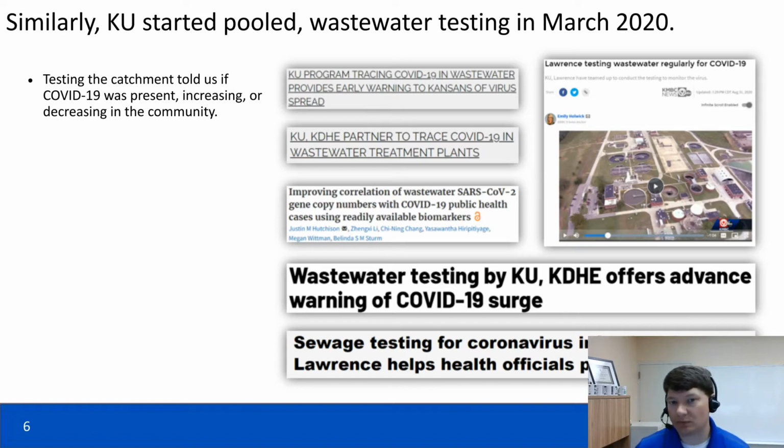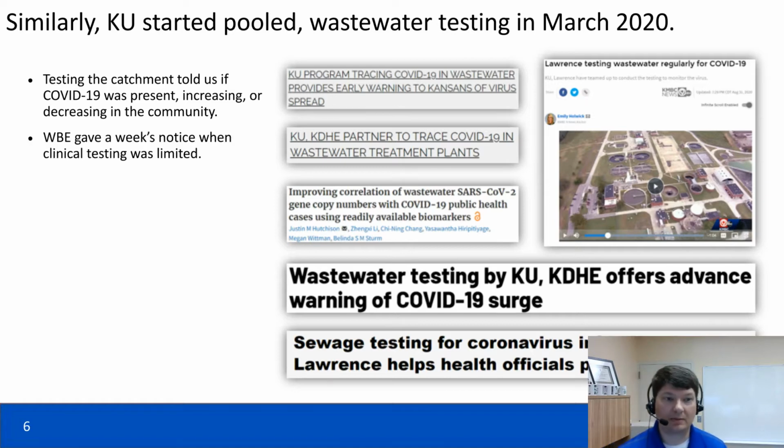Similarly, KU started pool testing, and we started in March 2020. So this was before SARS-CoV-2 and the corresponding COVID-19 disease really impacted our community. So we had a few months where we had no detection of SARS-CoV-2 concentrations in wastewater. But that also meant that we were very much in the field and detecting this right when this did hit our communities. And so what we did is we could test, and these tests told us if the catchment, or that sewer shed, if the SARS-CoV-2 was present, increasing or decreasing in a community.